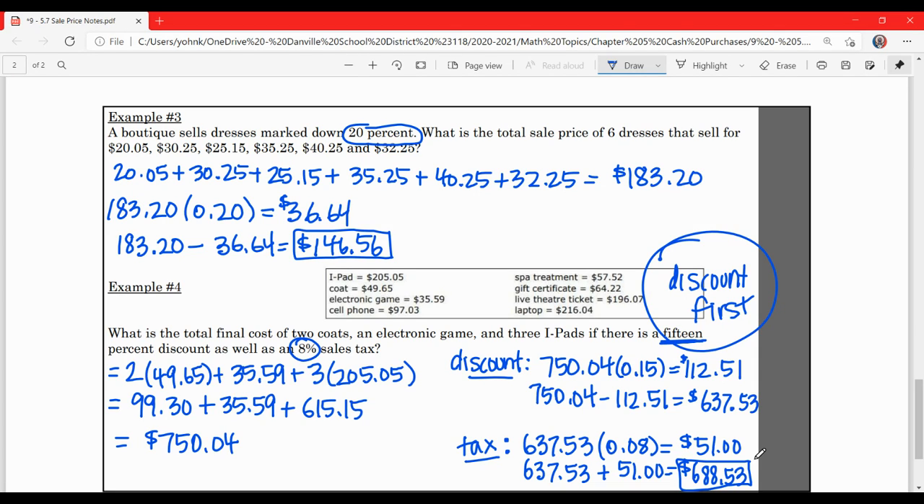This is exactly what every store does when you take a coupon or when something is on sale. They wait and do the sales tax until the very end.